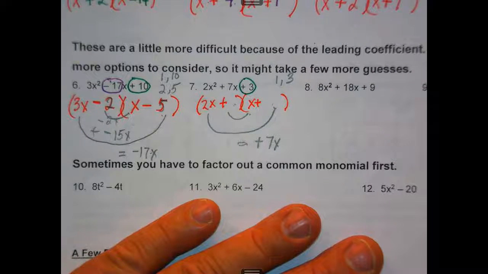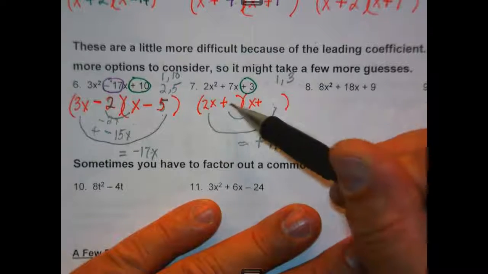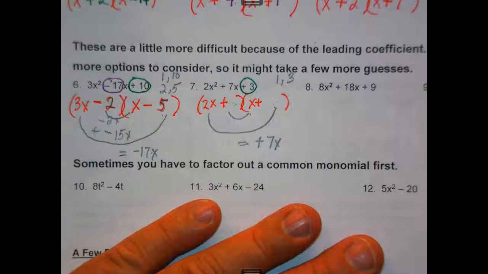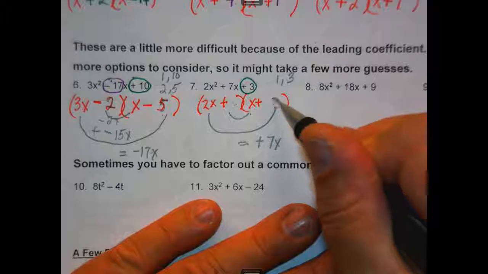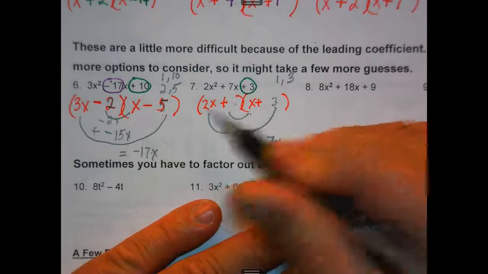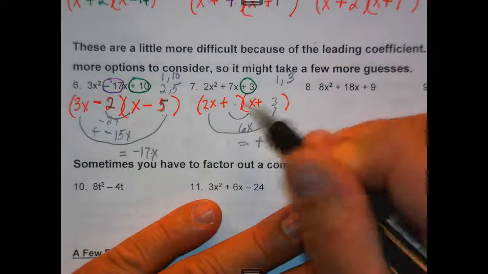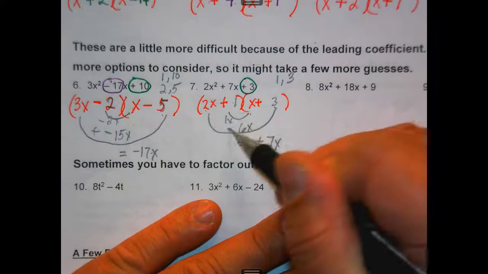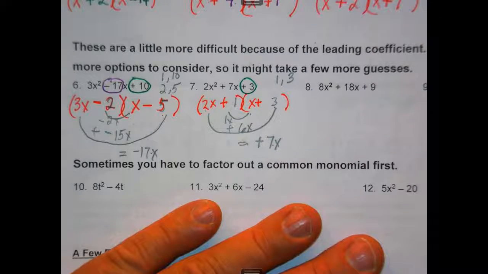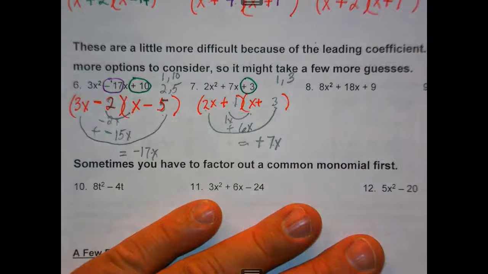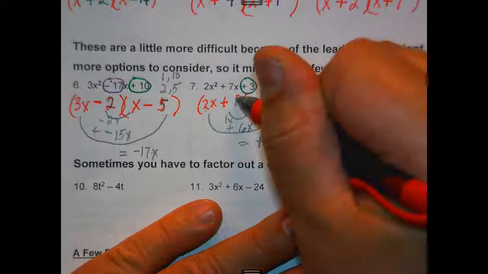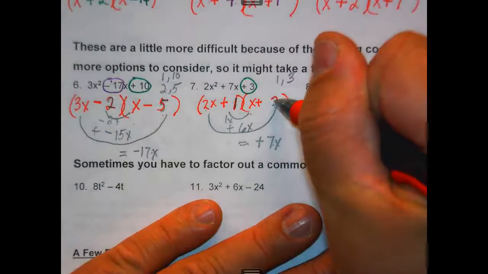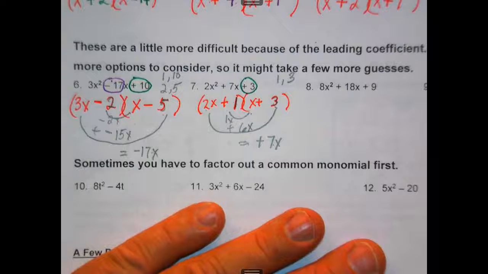With me? Is the 3 going to go here or here? On the right side, the outer, because 3 times 2x is 6x. And then the 1 times x is 1x. If I add those together, I get 7x. Got it? And that's my answer.